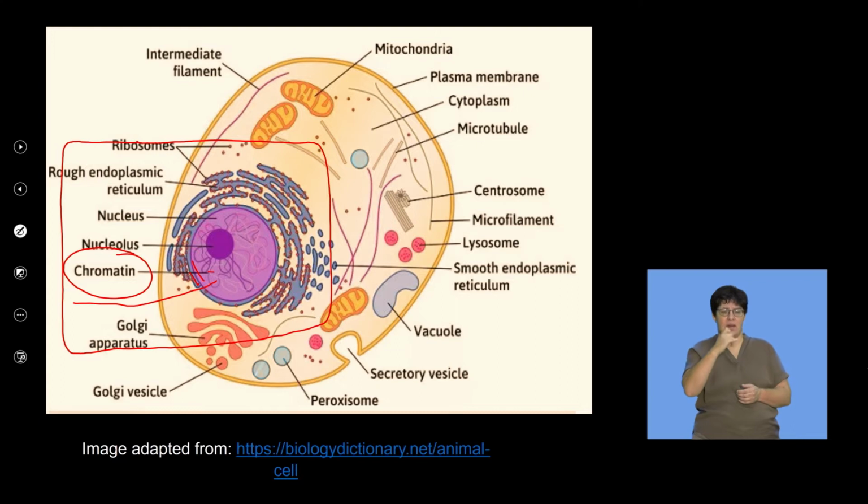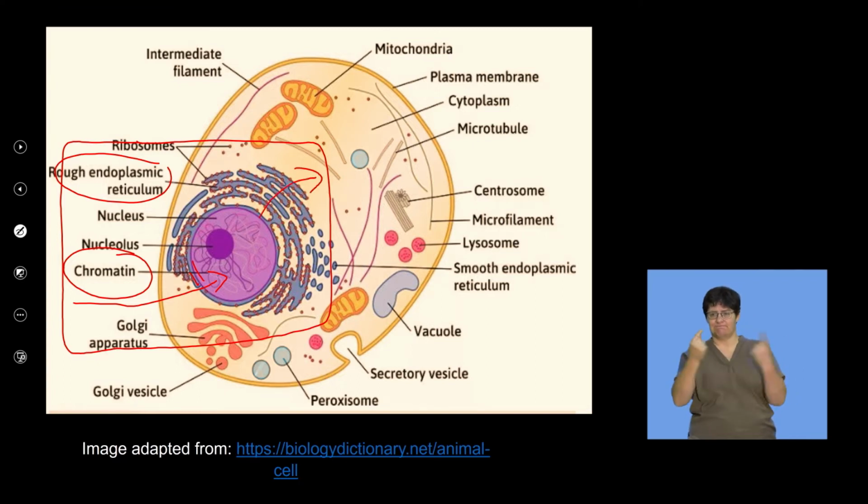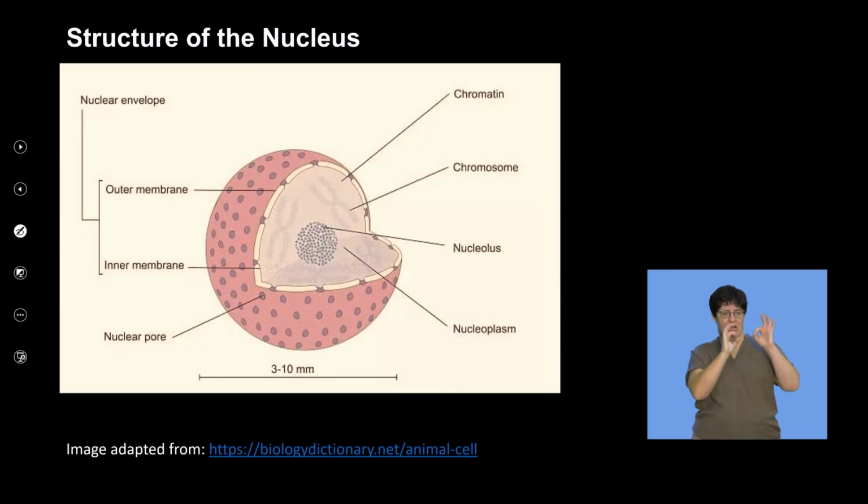So the liquid contents of the internal part of the nucleus is called the nucleoplasm, and closely associated with the nucleus is the endoplasmic reticulum, which is a maze of tubes that connect the nucleus to the rest of the cell. Okay, so that's an overview of just the nucleus in the context of the larger part of a cell.